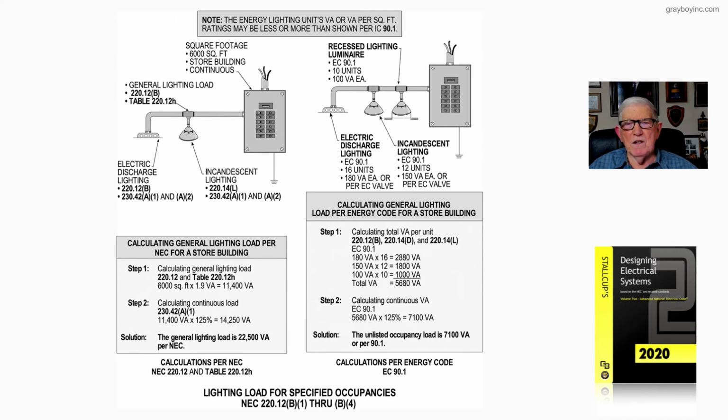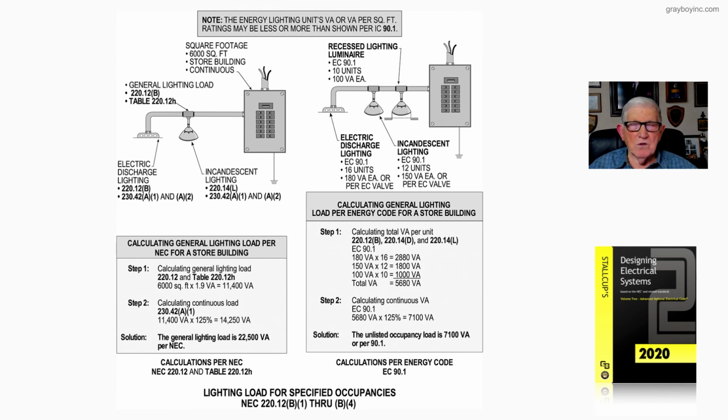But remember, the energy code has to be adopted by the city or the state or the county. And then you see if you're going to calculate each unit or use their table for the VA square foot rating that they would have. So, you have some special rules you got to follow when you look at 220.12B and 220.14D along with 220.14L using the energy code.